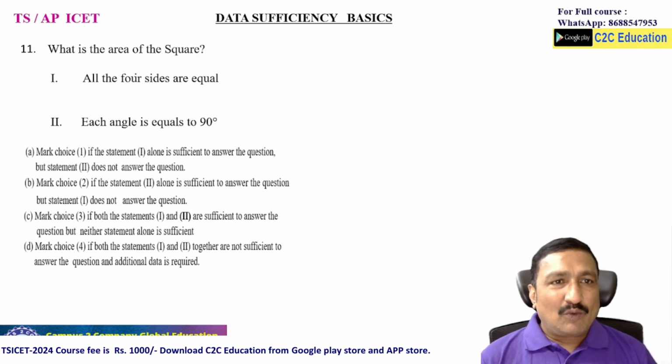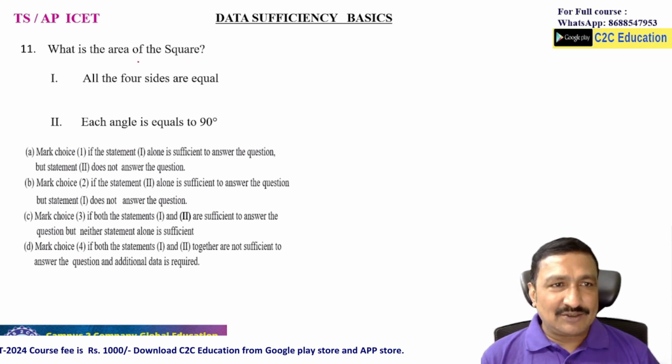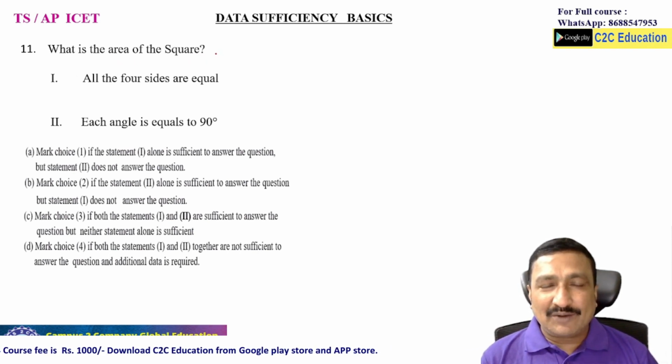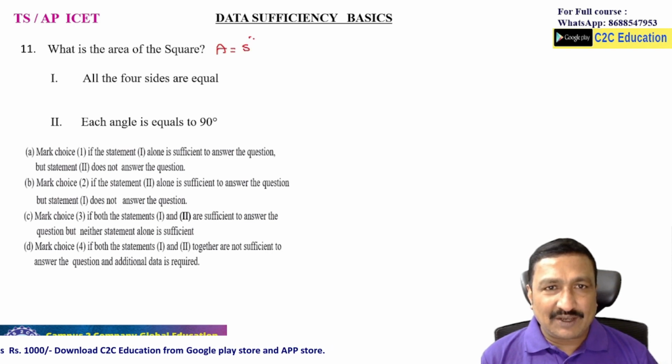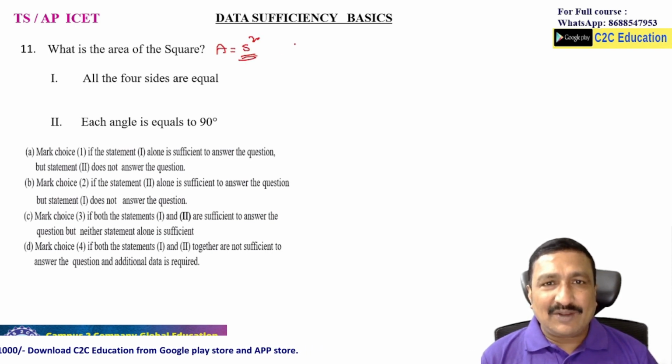Next question. What is the area of a square? So here also, don't look for the formula. We know the formula. Area of a square is equal to side square. So if you know the side value, then you can find the answer. So like that you have to think.